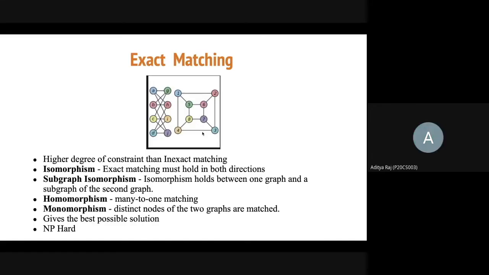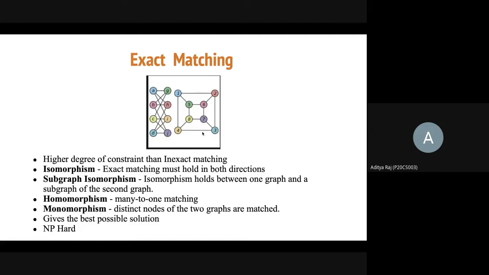Okay, this is Aditya, and we'll discuss briefly what exact matching is and what inexact matching is. So, on to slide number 6. Graph matching is divided into two different categories based on the degree of constraint which can be applied on the matching of the two graphs. It can be either exact matching or inexact matching.